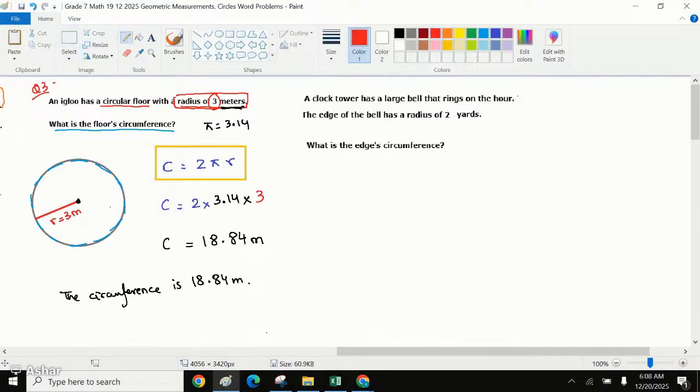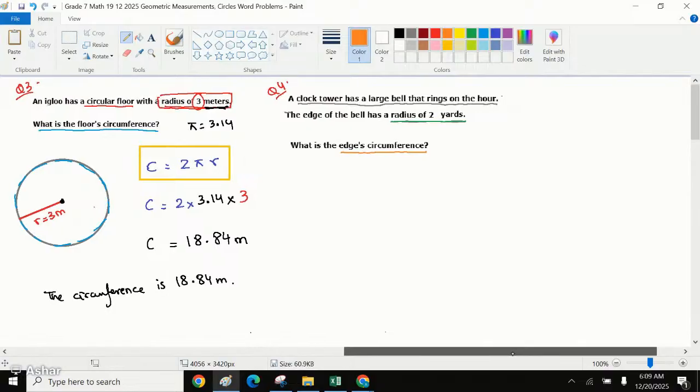We can say the next question is question number 4. Question number 4 states that a clock tower has a large bell, right? A clock tower has a large bell that rings on the hour, every hour. The edge of the bell has a radius of 2 yards. We are given the radius of the bell. What is the circumference of the edge of the bell? We need to find the circumference when the radius is given to us. It's exactly the same as the previous question we did.